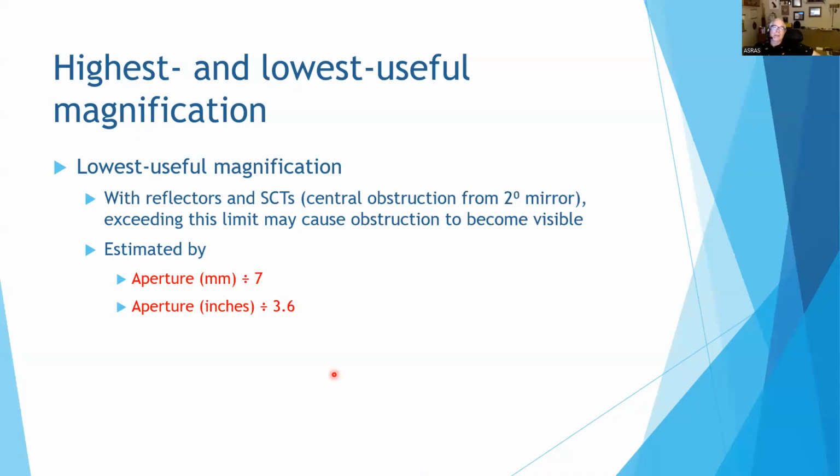Lowest useful magnification, the problem is that with reflectors and SCTs or catadioptric telescopes, there's a central obstruction from the secondary mirror, and exceeding the limit of lowest useful magnification may cause this obstruction to become visible. So there's a lowest amount of magnification you want to use in addition to a highest amount. And this can be estimated by dividing the aperture in millimeters by 7 or the aperture in inches by 3.6.